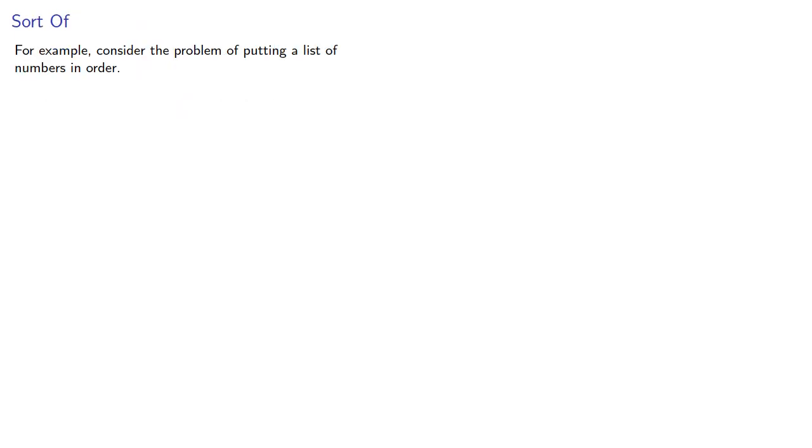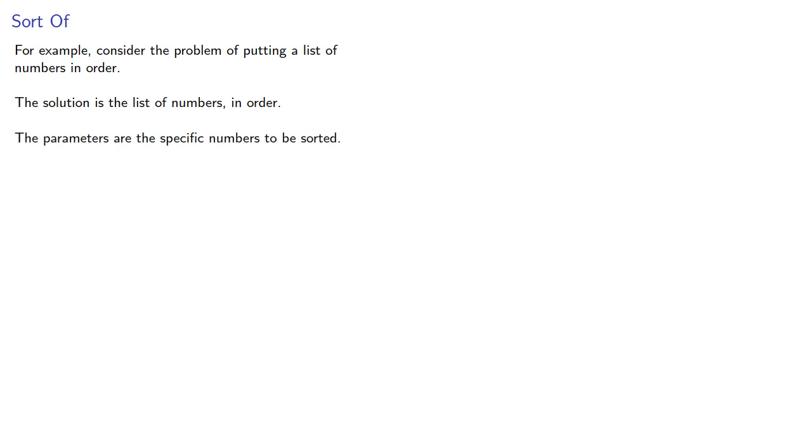For example, consider the problem of putting a list of numbers in order. The solution is the list of numbers in order. The parameters are the specific numbers to be sorted, and one particular instance might be to sort the numbers.